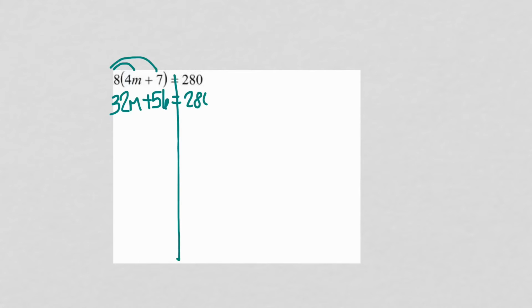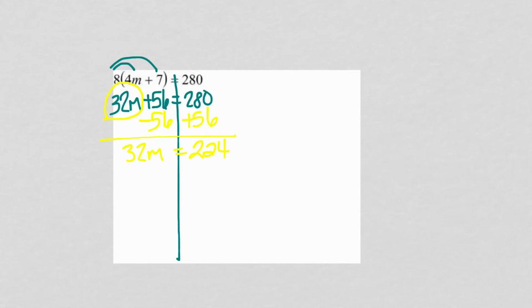Alright, last one I'm doing is number 5. I'm going to draw the line at my equal sign. I'm going to distribute. 8 times 4 is 32. It has an m attached, so my answer has an m attached. 8 times 7 is 56 equals 280. Circle what it is you're solving for. How do you get rid of 56? By subtracting it from both sides. So now I have 32m equals 224.